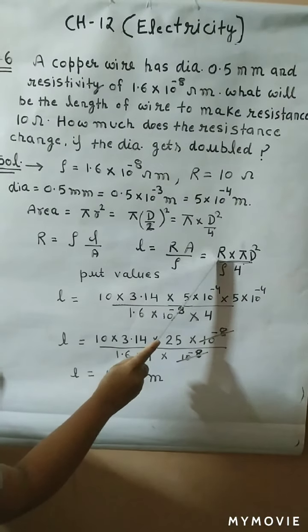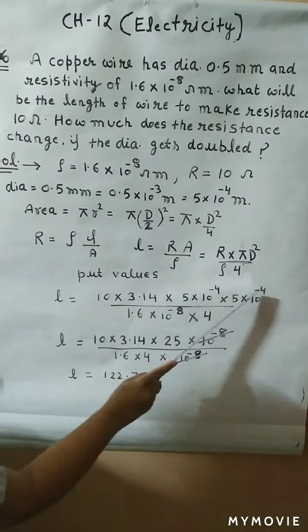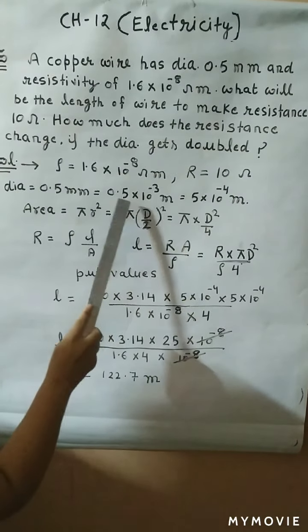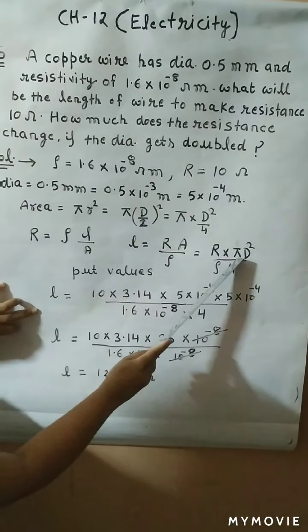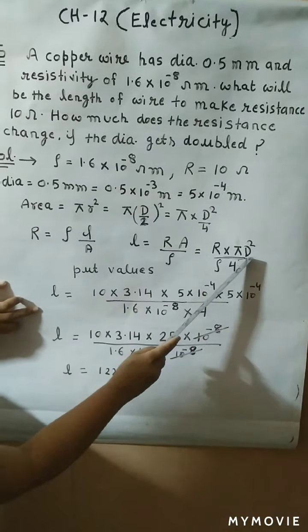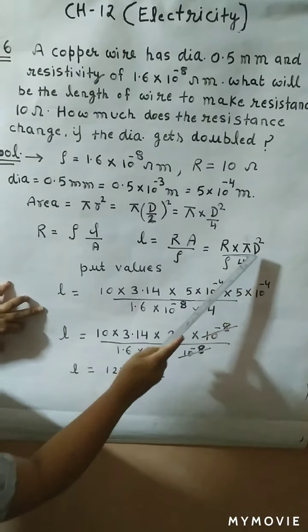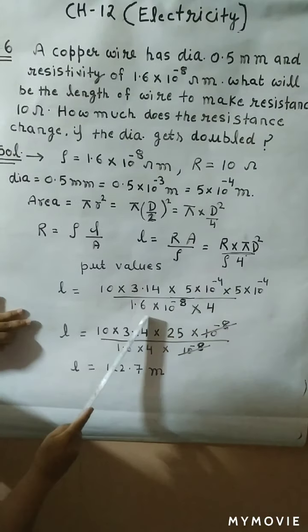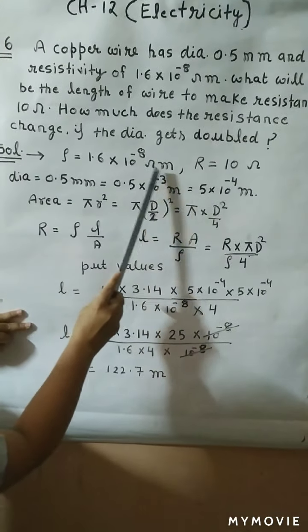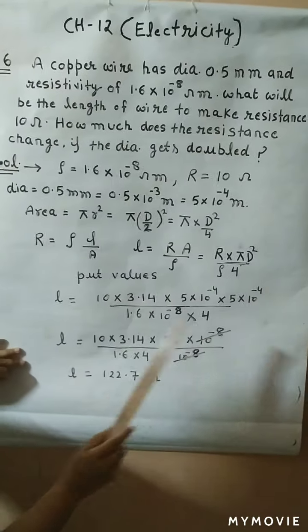Substitute the values. R, and what is area we have calculated? Pi d square by 4 into rho. So now we will put the values we are already given. What is length? R is given 10 ohm. Pi value is 3.14. What is diameter given? 5 into 10 to the power minus 4 meter. Square is given, upon resistivity. So resistivity value is 1.6 into 10 to the power minus 8 ohm meter. We have put it here into 4.